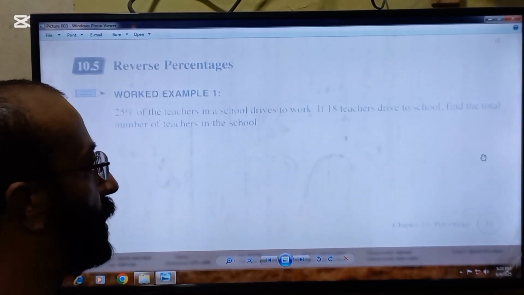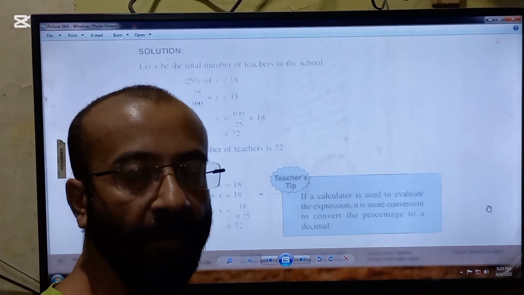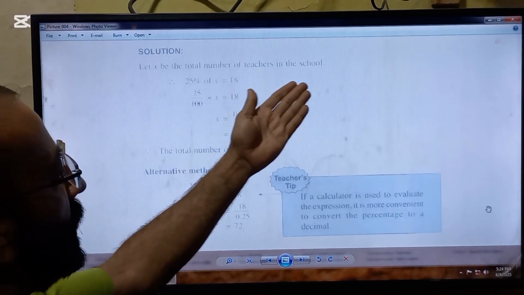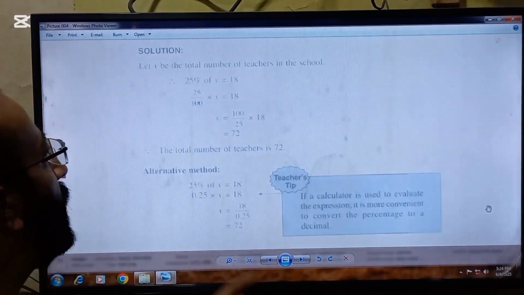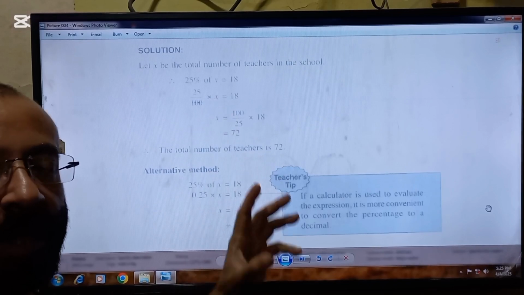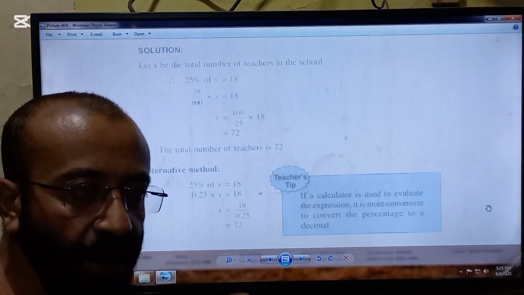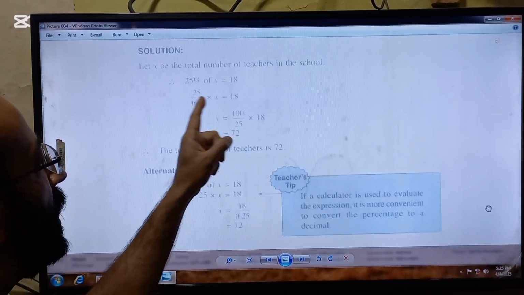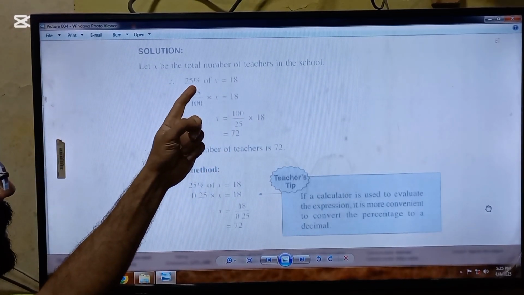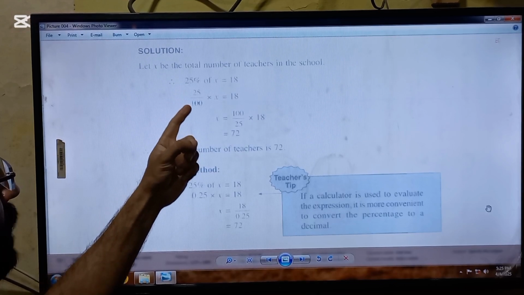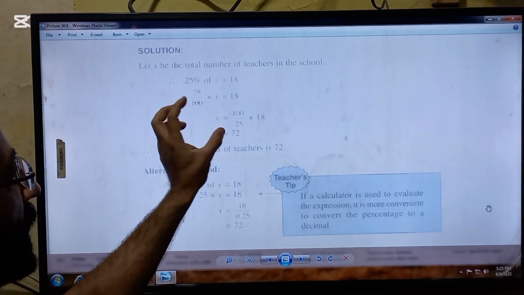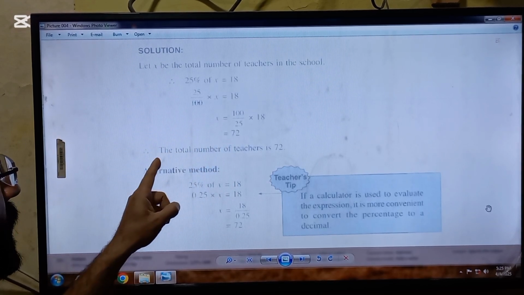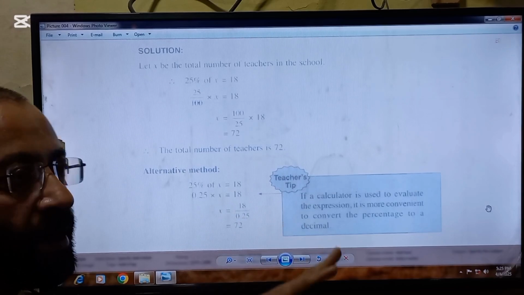So now we will solve it. In this question, we are required to find the total number of the teachers. So we will let X be the total number of the teachers in the school. And in the question, we are given that 25% of the total teachers drive to work, and the teachers who drive to work is also given, that is 18. So these things will be equal. From here, drop the percentage sign and divide the number by 100, multiplied by X, is equal to 18. After cancellation, you will get an answer of 72. So this is the total number of the teachers in the school.